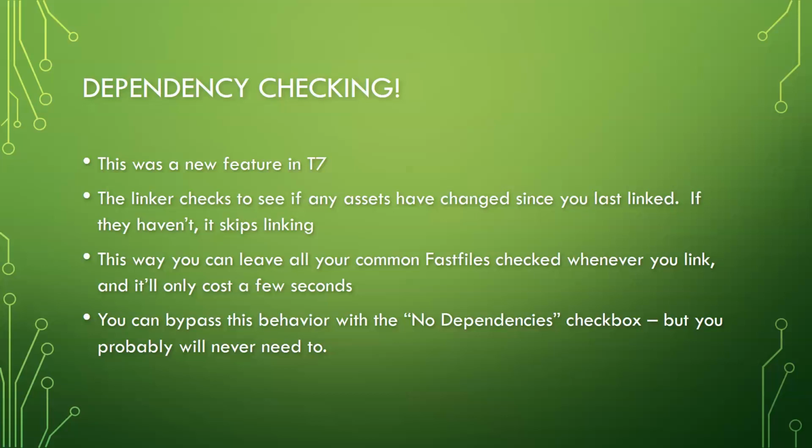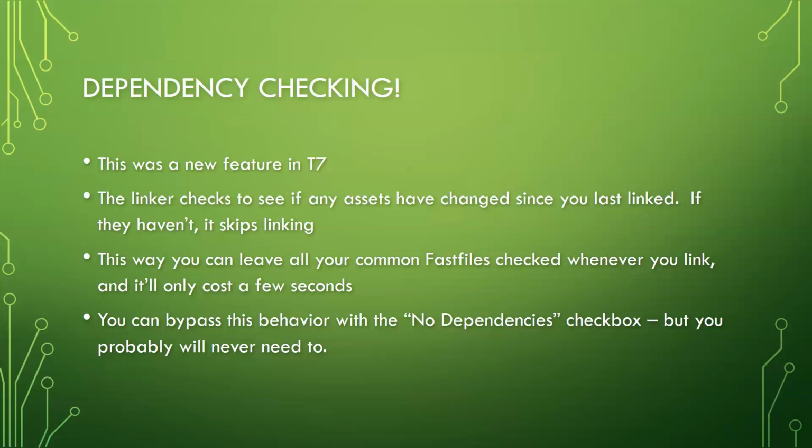Let's see what else. Any source like PNG, TIFF, that kind of source file, and any asset that it includes. So like I showed you that XAnon version, it would list that X model, the EFX, and the GDT it's in as its dependencies. And then when any of those files change, it'll decide that it needs to relink that fast file. So dependency checking is just if nothing has changed, then we skip building the fast file. So you can leave your common fast files checked whenever you link, and it'll only cost a few seconds.